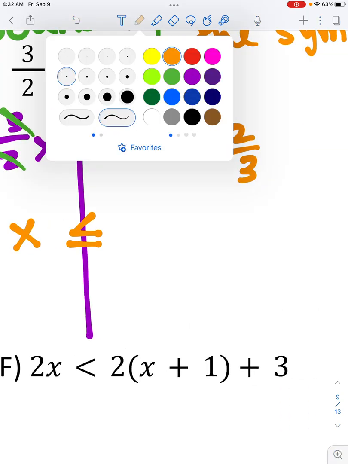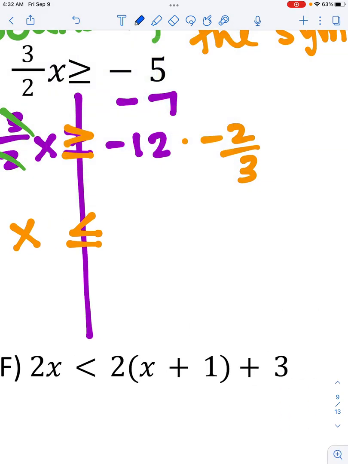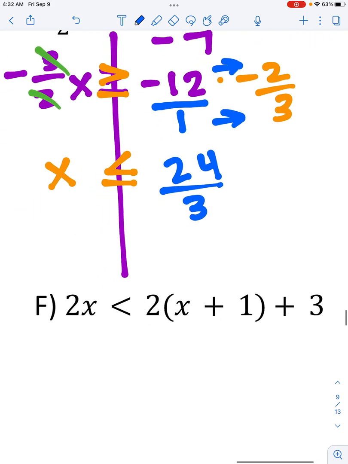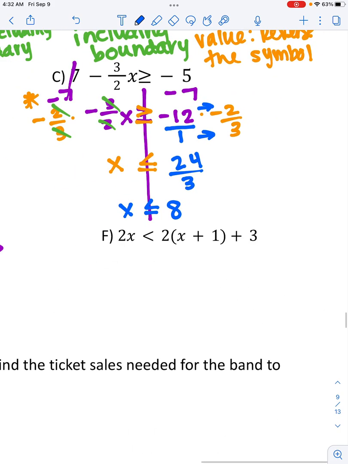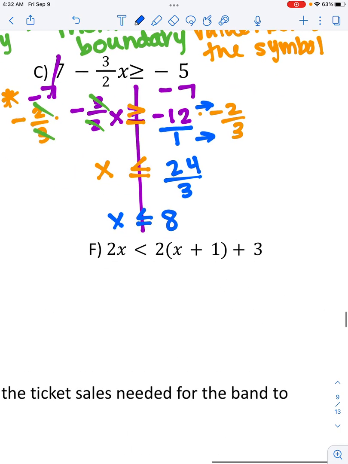And then on this side over here, to multiply fractions, we multiply numerators and multiply denominators. I can make any number a fraction by putting it over 1 and then going straight across, top and bottom. So on the top we have negative 12 times negative 2, that's positive 24. And then the bottom, 1 times 3 is 3. Then I can simplify 24 over 3 to 8. So x is going to be less than or equal to 8.